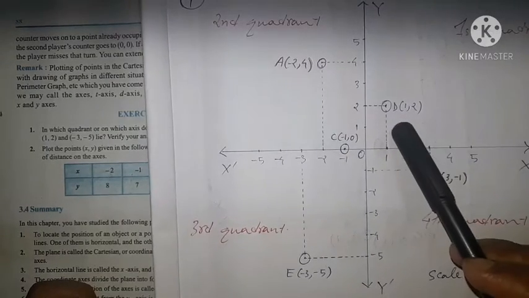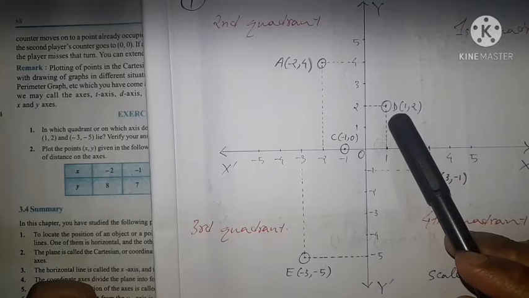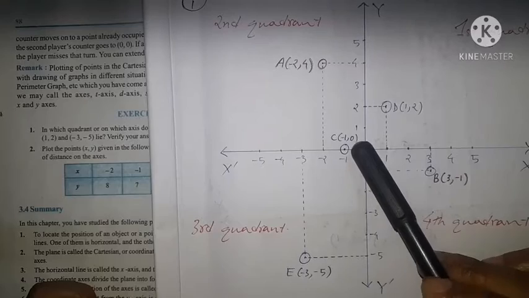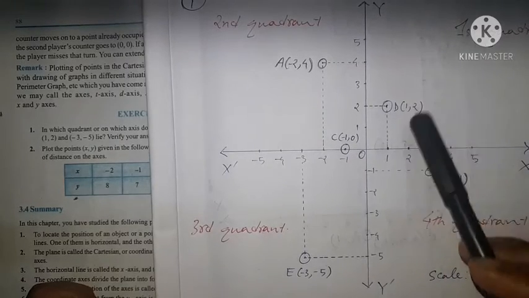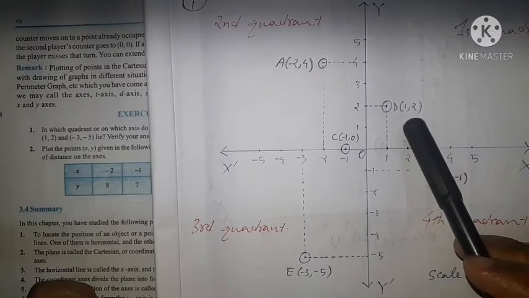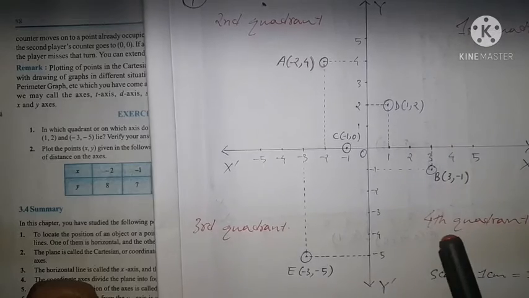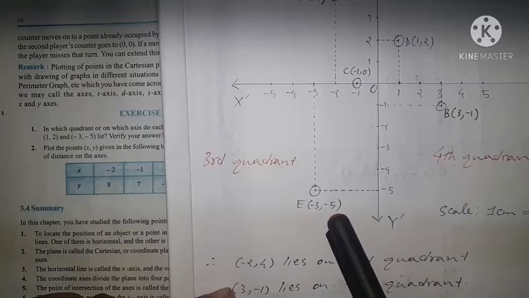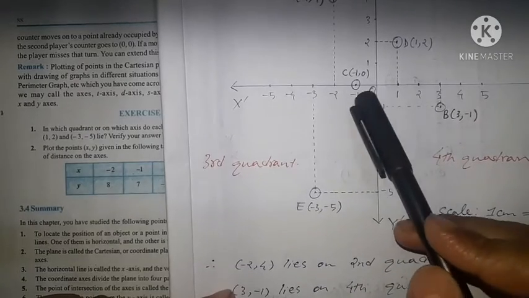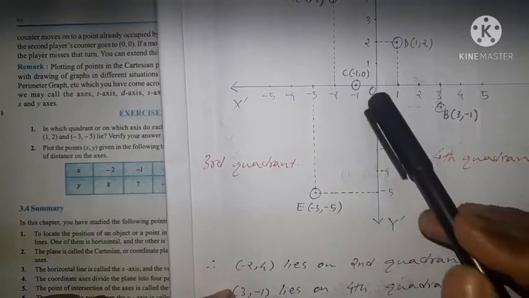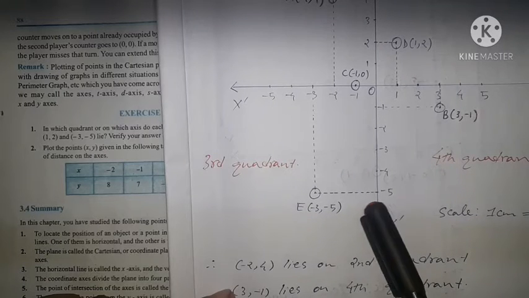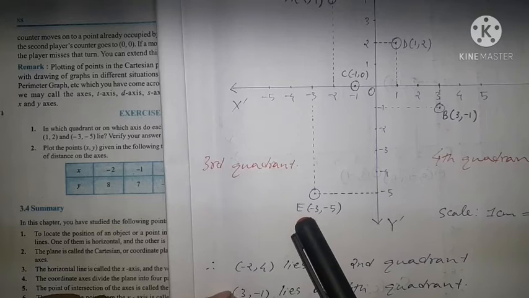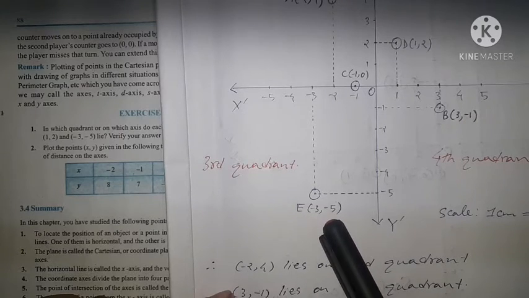And the next, we are naming this point D, (1, 2). On the x-axis it is 1 and on the y-axis it is 2. It lies in the first quadrant. The next is E, (-3, -5). On the x-axis the movement is -3 and on the y-axis it is -5. Both the perpendiculars intersect at this point. So this is the point E, which is (-3, -5).